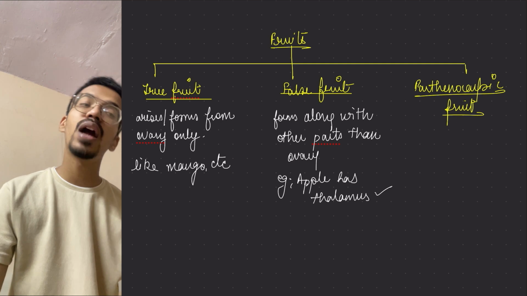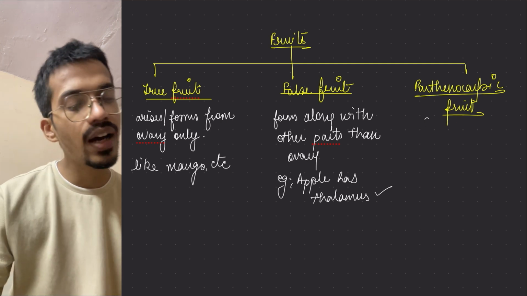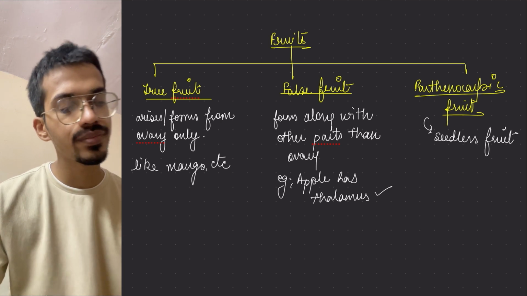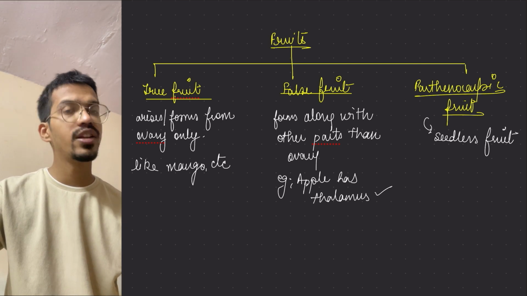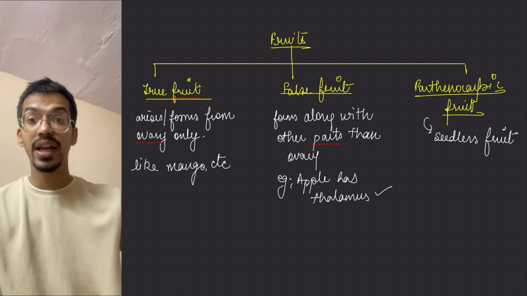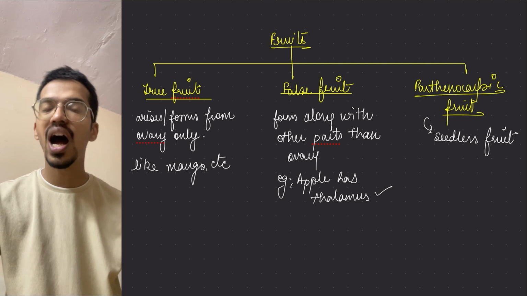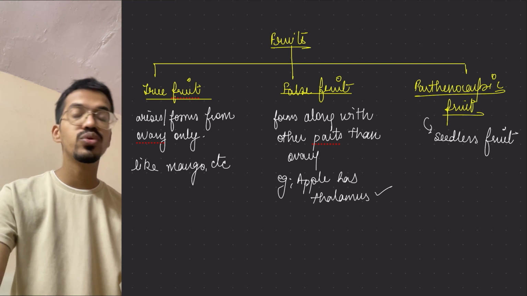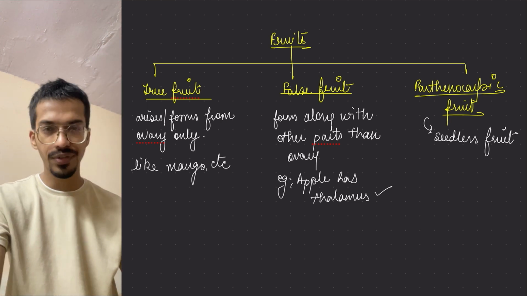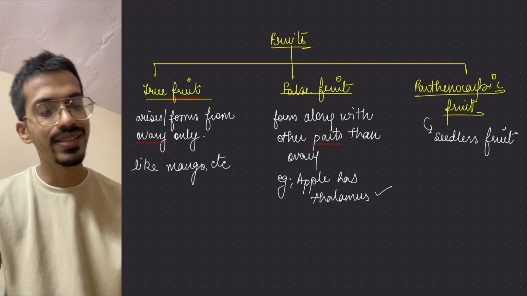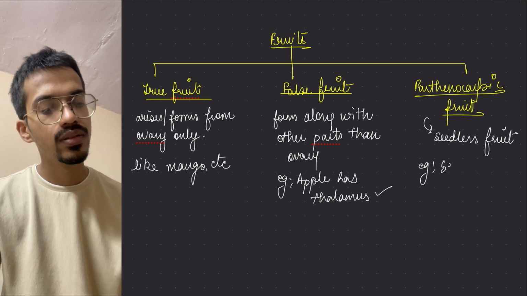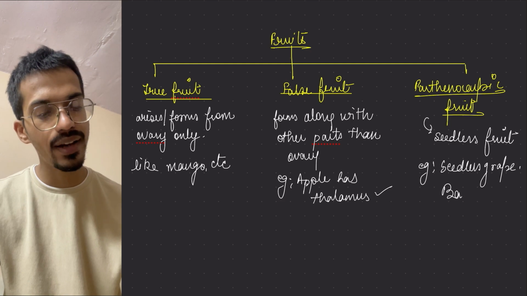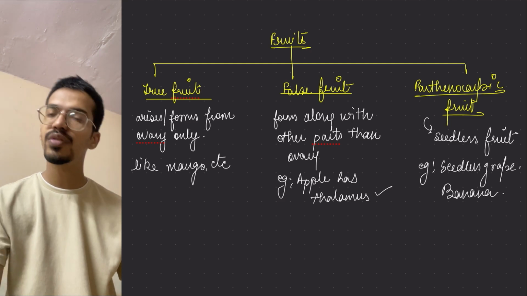Then parthenocarpic fruit means they are seedless fruit. They do not help in the sexual propagation of the plant, and they are artificially produced where the seeds won't be there. So parthenocarpic fruits are seedless fruits. We will remember it. Examples: we have seedless grapes, we have banana. So we will remember this.